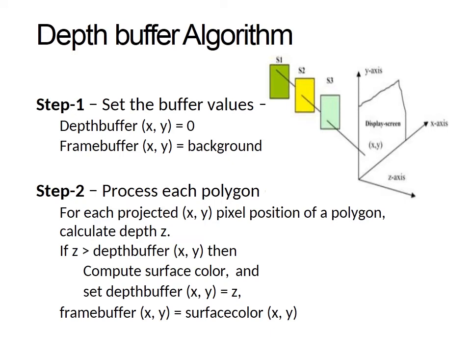So these are the certain algorithm steps defined in step 1. All positions xy in the depth buffer are set to 1, or depth buffer is set to 0, and frame buffer xy is equal to background, which is having intensity. Z is equal to buffer xy and color xy is equal to background color.